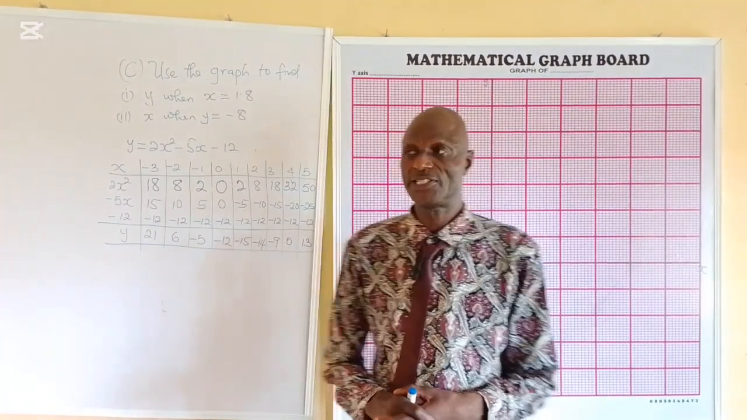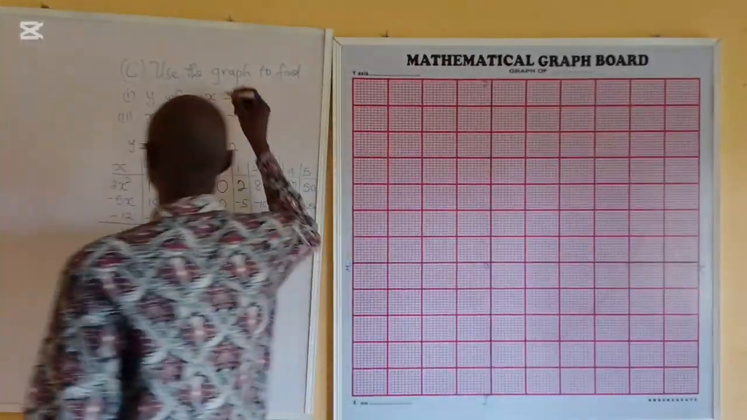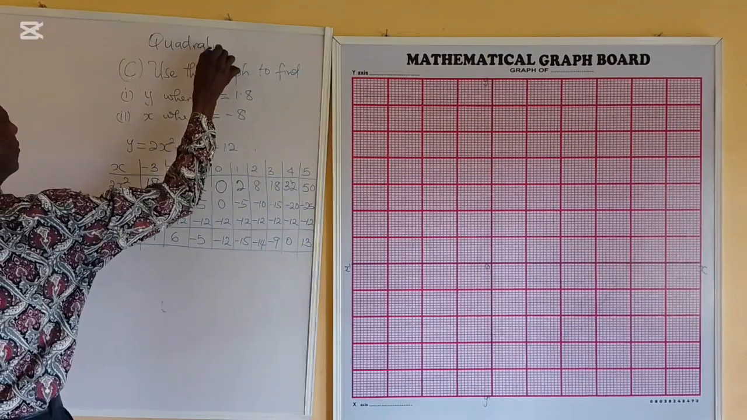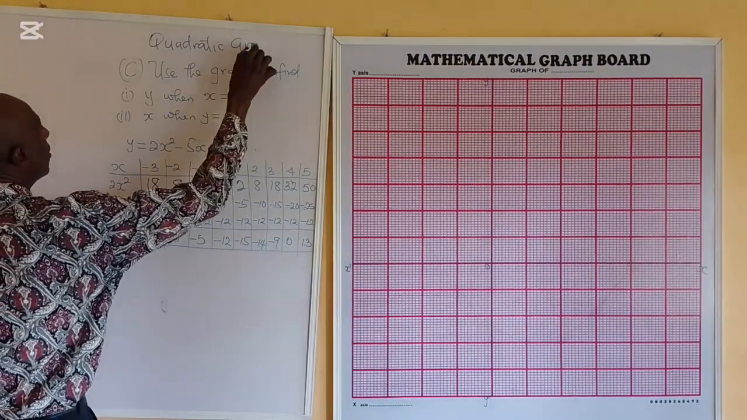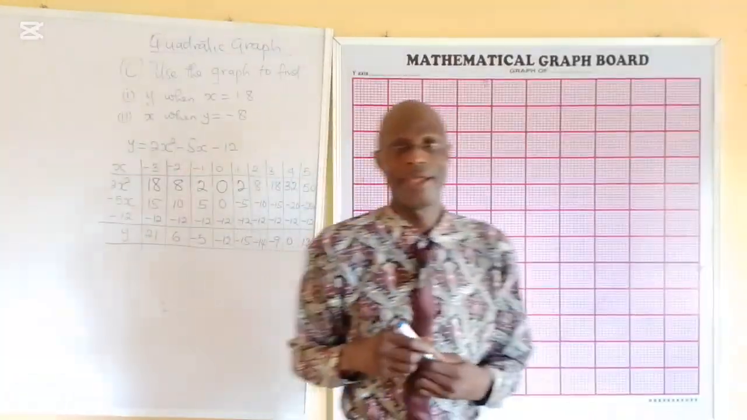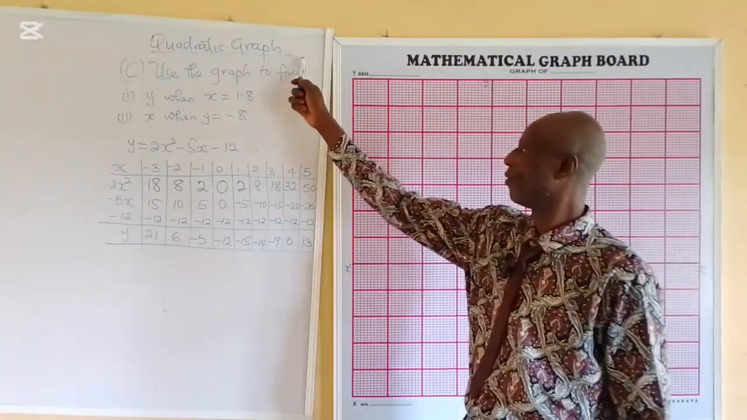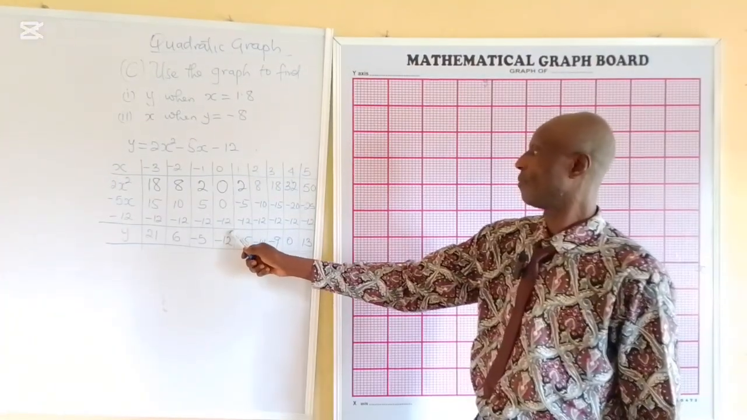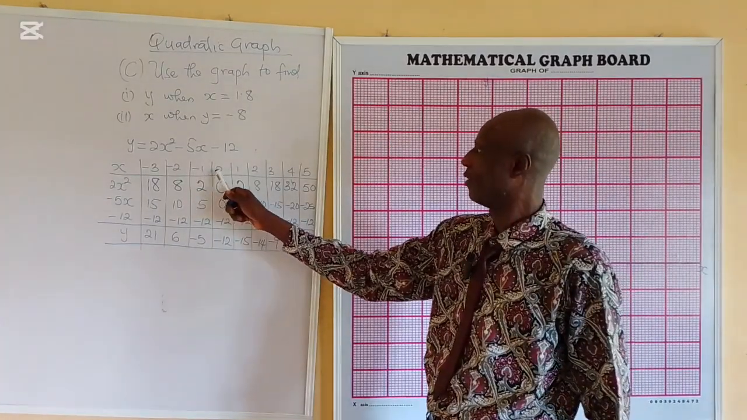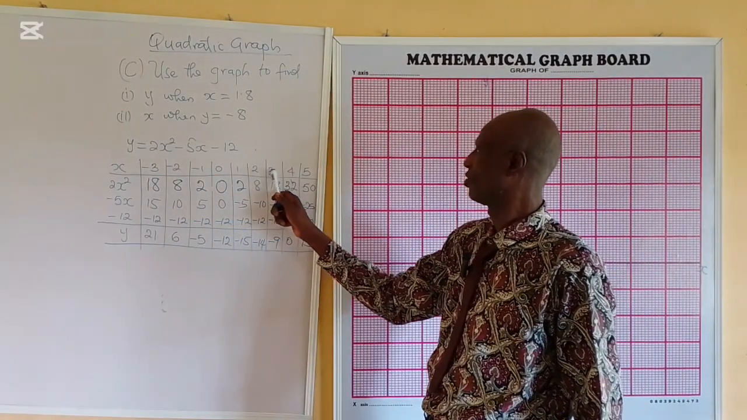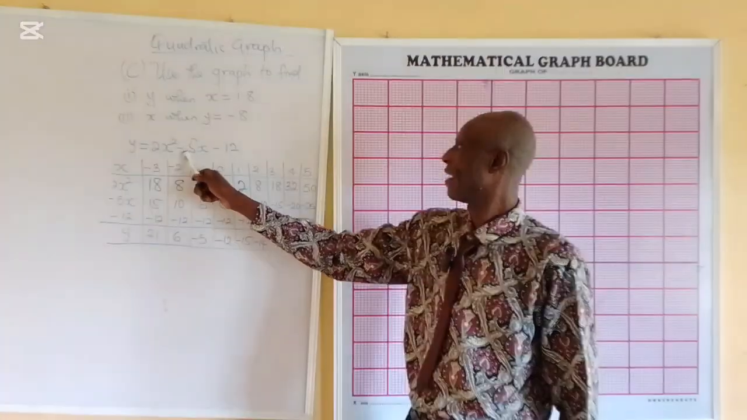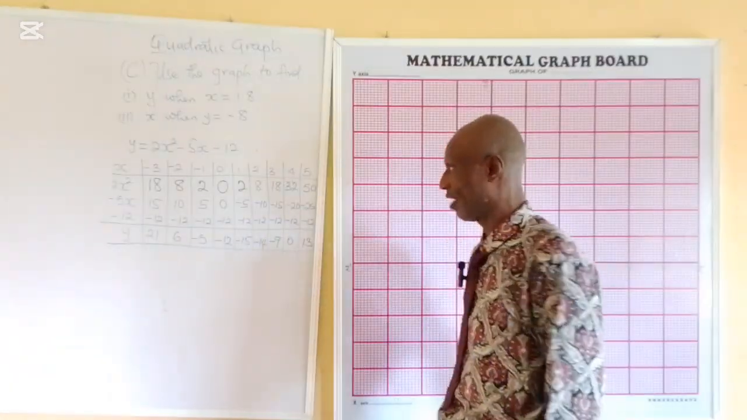Yesterday, I plotted a table. We are talking about quadratic graph. I uploaded a video today, and on that table we are able to generate this table of values. That x is minus 3, minus 2, minus 1, 0, 1, 2, 3, 4, 5, from y is equal to 2x squared minus 5x minus 12.